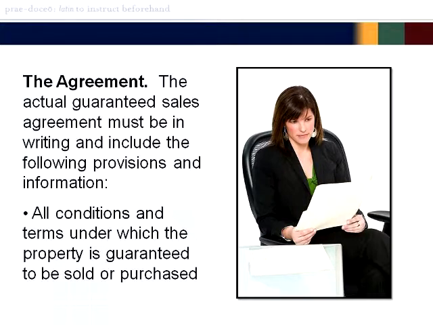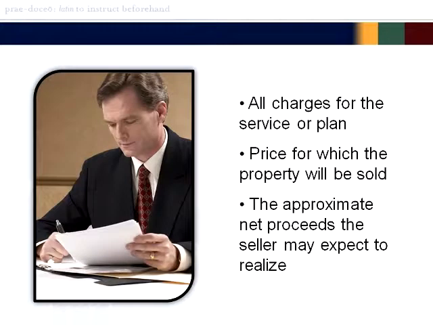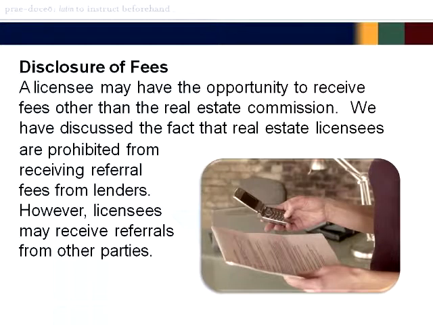The agreement. The actual guaranteed sales agreement must be in writing and include the following provisions and information: all conditions and terms under which the property is guaranteed to be sold or purchased, all charges for the service or plan, price for which the property will be sold, the approximate net proceeds the seller may expect to realize.